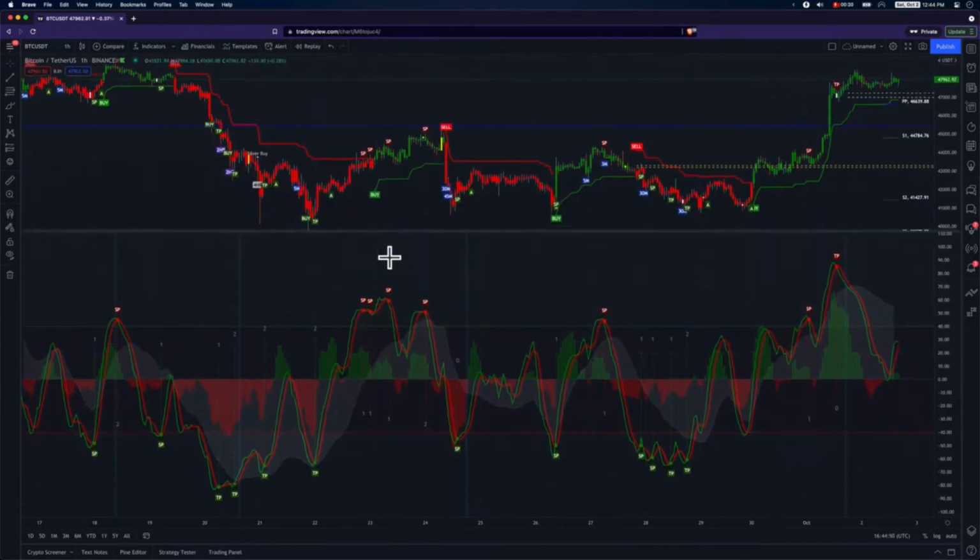The first is that the oscillator now includes in the center here bull and bear momentum. Now this is actually another proprietary indicator of ours. It's been a long favorite of mine, and I think it's finally fulfilled its purpose in life by being mixed within the oscillator here to show how price action is moving.